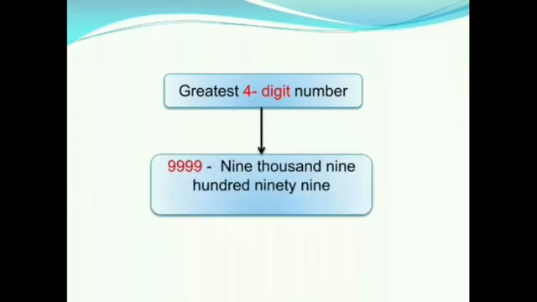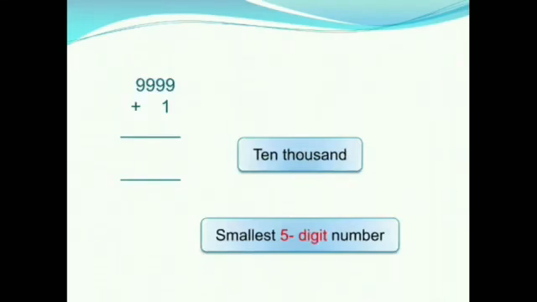Yes, it is 9999. When we add 1 to the greatest 4-digit number, we get the smallest 5-digit number. 9999 plus 1 equals 10,000. 10,000 is the smallest 5-digit number.